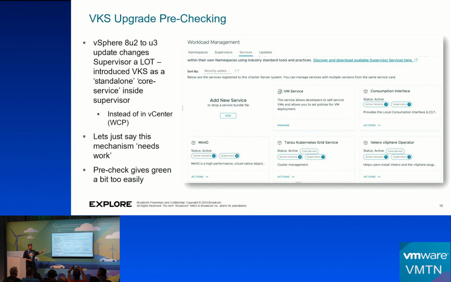One of the signs that this is a maturing space is that updating some of this stuff, working with these services, is not flawless right now. The control plane itself, the thing that makes Kubernetes clusters, is actually also a supervisor service. They call this a core service, and you can upgrade it independently, just like any other supervisor service. That wasn't the case before U3. You had to upgrade vCenter to upgrade all of that functionality.